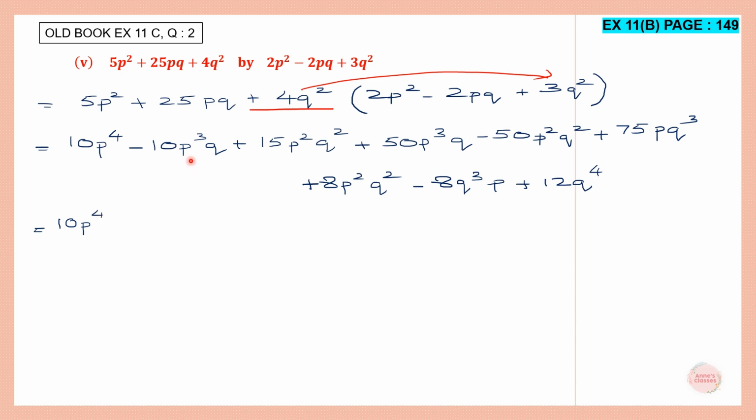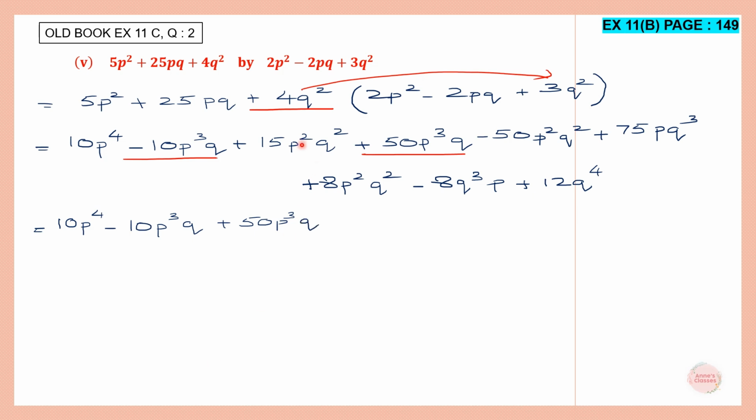Then we have p cubed q. Let's look for that. P cubed q is here. Okay, do we have another p cubed? No. P cubed q, and this are the like terms. So let's underline that first. Let's write it down. Minus 10 p cubed q plus 50 p cubed q.